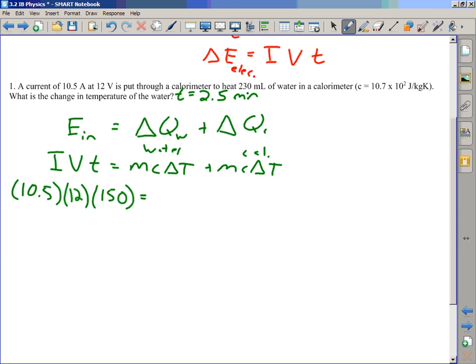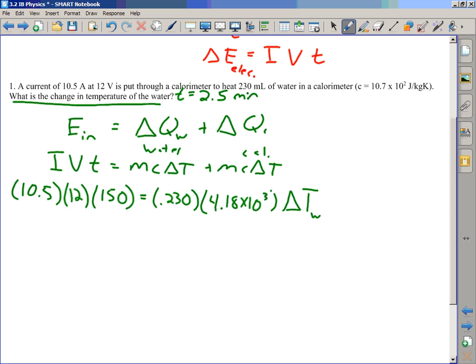What's my mass of water? 0.23 kilograms. Good. 1 milliliter equals 1 gram, right? I have 230 milliliters. That's 230 grams. That's 0.230 kilograms. Specific heat of water, 4.18 times 10 to the third. All right. Delta T. What is the change in temperature? That's what I'm looking for, right? Delta T of the water.